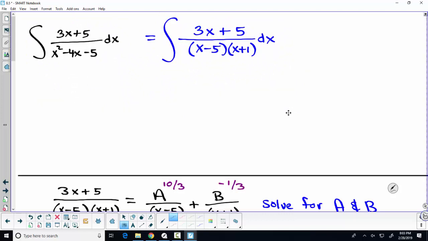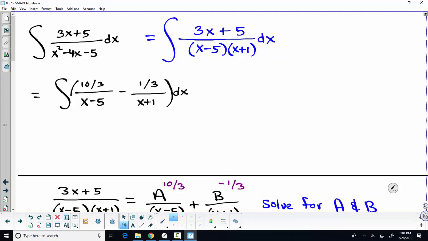Okay, then, so once we know how this integrand is decomposed, then we're going to rewrite that. That's equal to the integral of 10/3 over x minus 5 minus 1/3 over x plus 1. That's pretty easy then at that point. Yeah. So now we've took something that was hard to integrate and turned it into something that's easy to integrate.